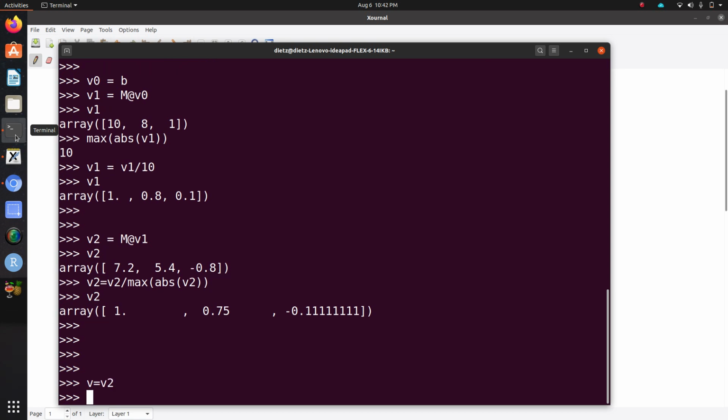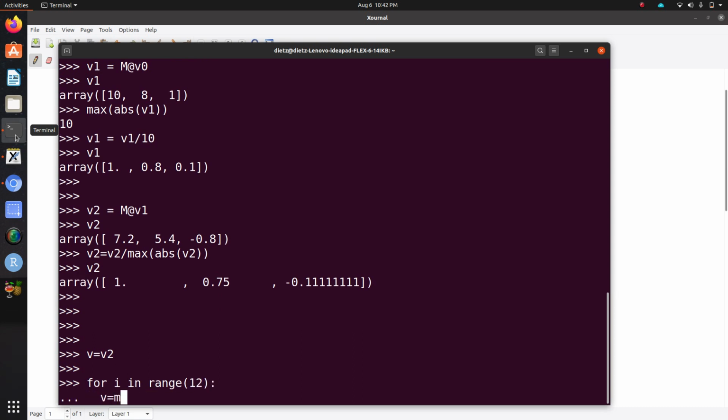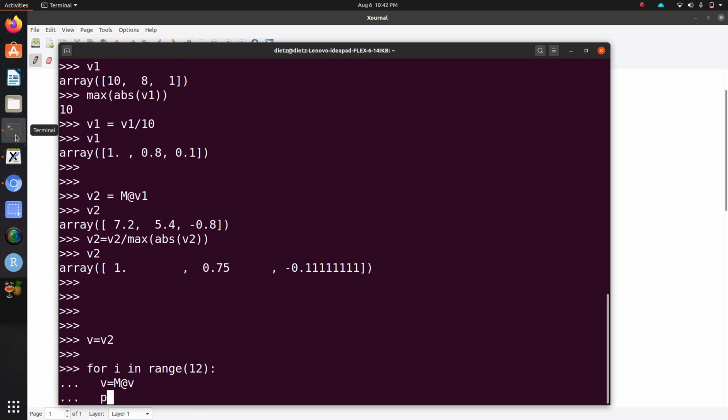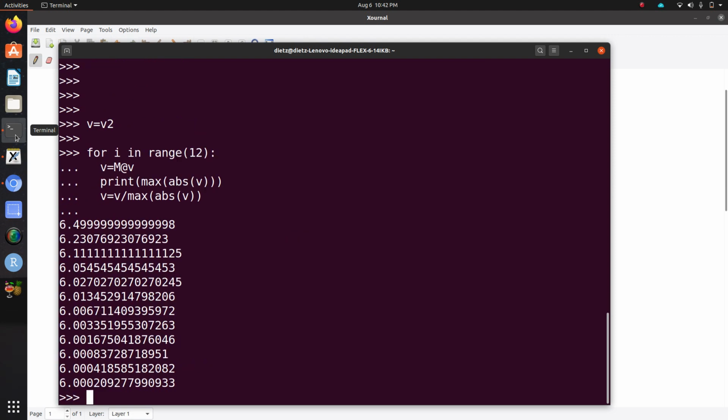Okay, so V equals V2. I'm going to just call it V generically for I in range, I don't care what. V equals M times V. Okay, and then what I'm going to do is I'm going to print max abs V, and then I'm going to say V equals V divided by max abs V. Okay, let her go. There we go. So it looks like we're converging to around 6.